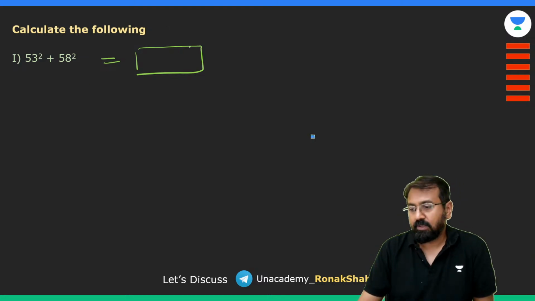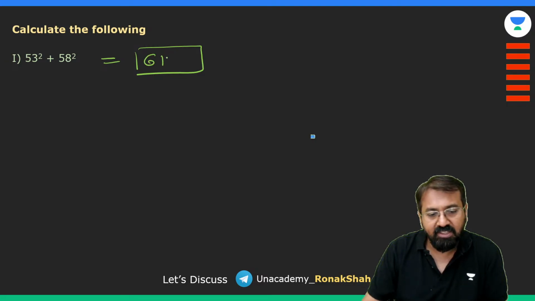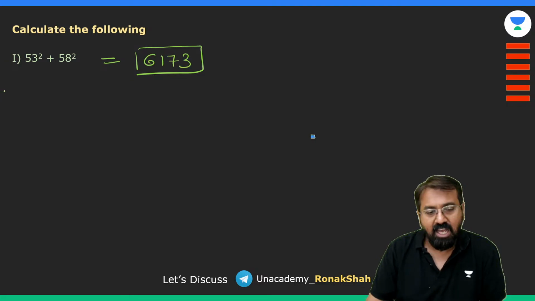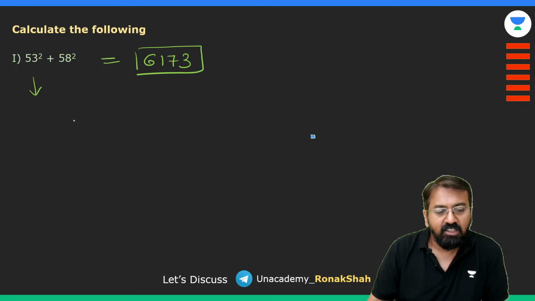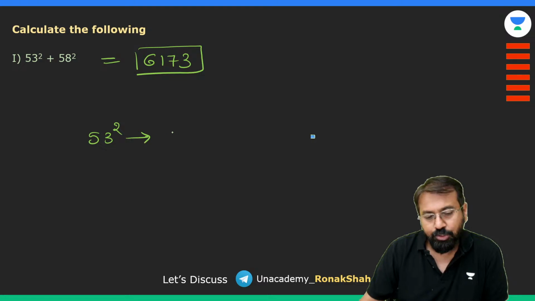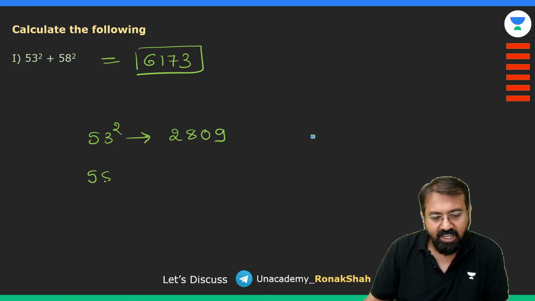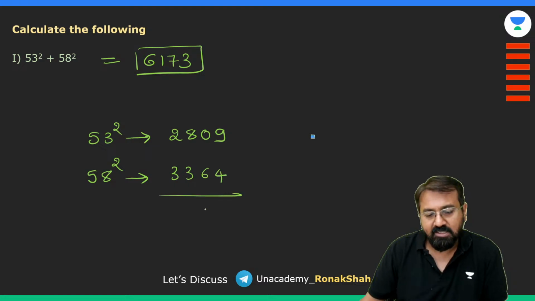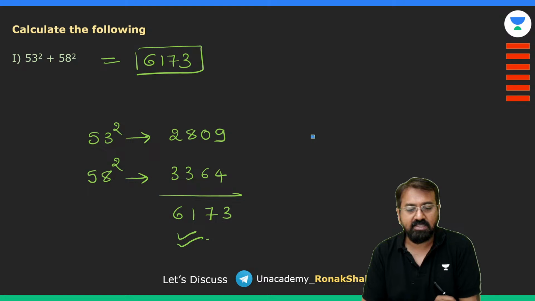Okay, so the answer will be 6173. Do you all agree, guys? Are you all getting 6173? Why? What is 53 square? 53 square is going to be 2809. Yes, 58 square is going to be 25 plus 8, 33, and 8 square is 64. So guys, 64, then 33 plus 2 is... 28 plus 31 is 61. So it's going to be 6173.